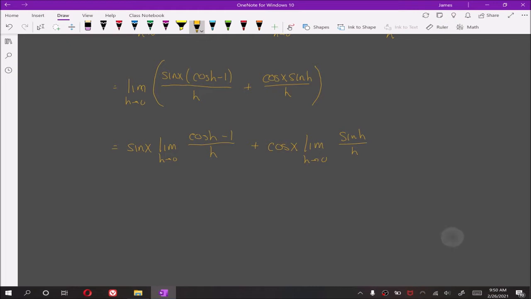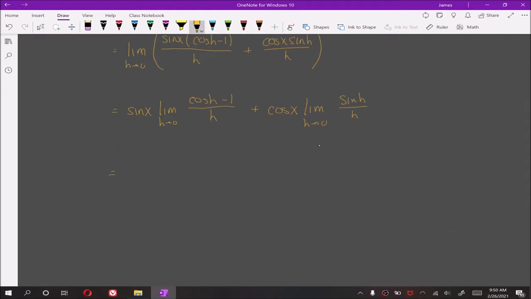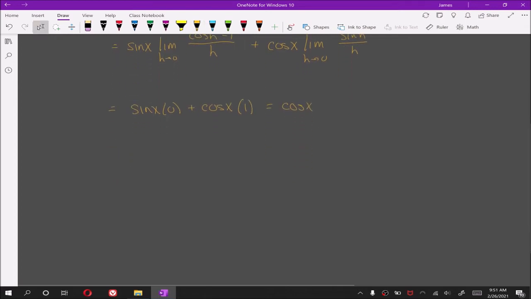Now, you should recognize these two limits. These are special limits that were derived back in the video on indeterminate forms. Limit of cosine of h minus 1 over h is 0. Limit sine of h over h is 1. So what we find is the derivative of sine of x is cosine of x.